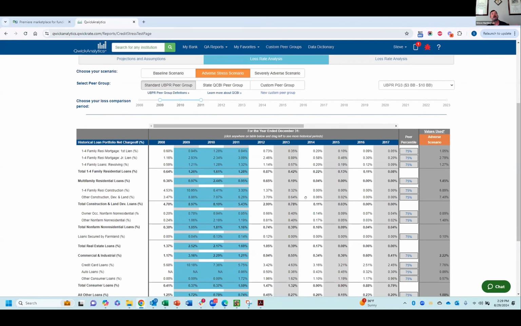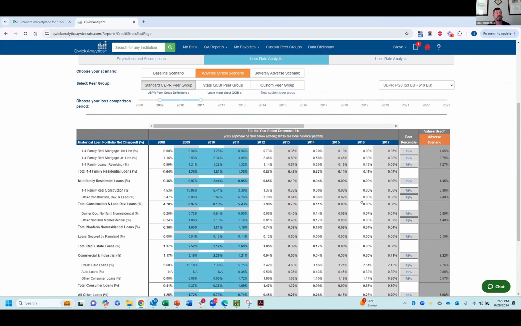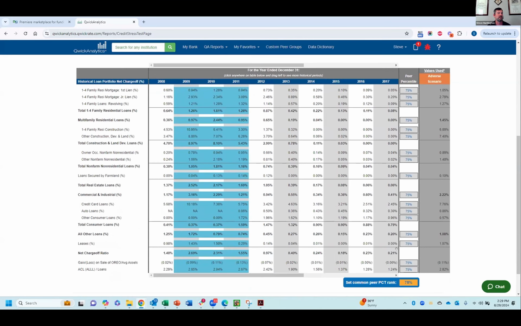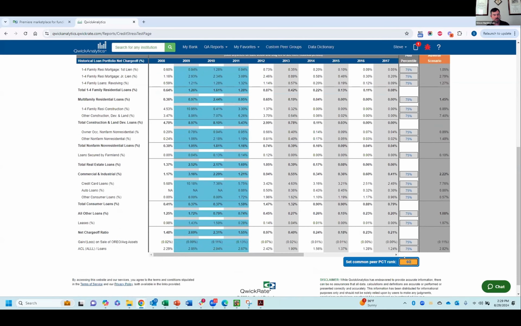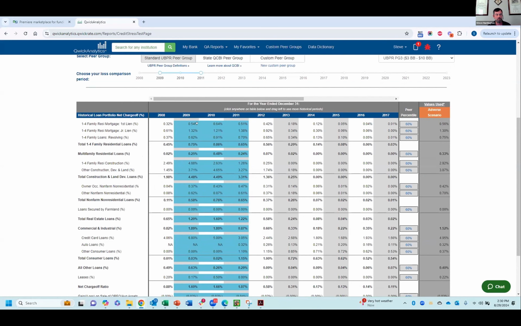You can also change how punitive you want the scenarios to become. If you think 75th percentile loss rate is too punitive for an adverse scenario, you can come down here and change it to 60th percentile. If you do that, every single value on this page just changed and was recalculated to be a 60th percentile, or worse than 60% of the banks in the peer group for each segment and for each time period.